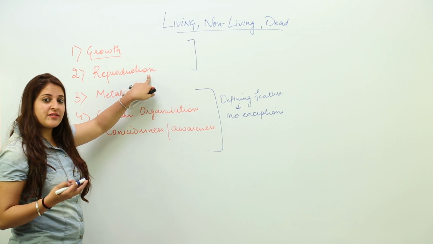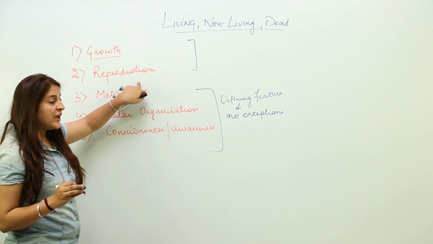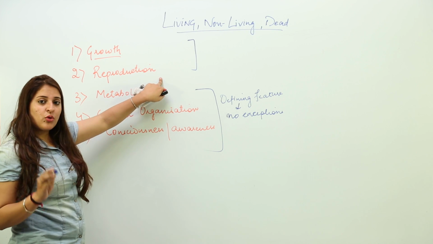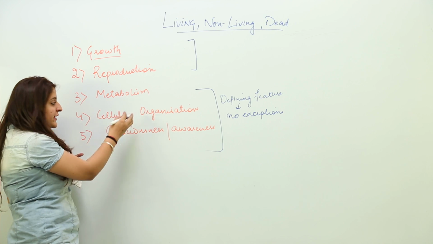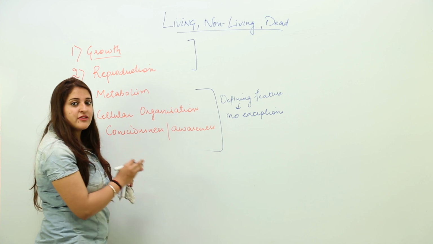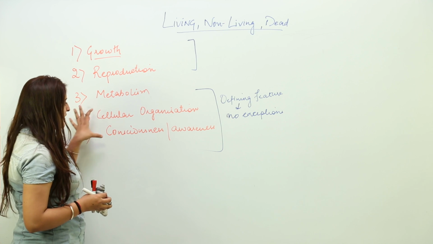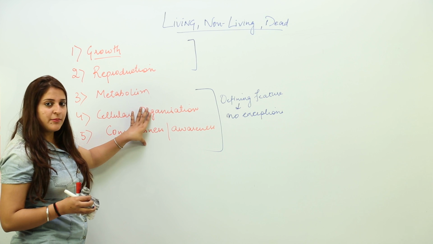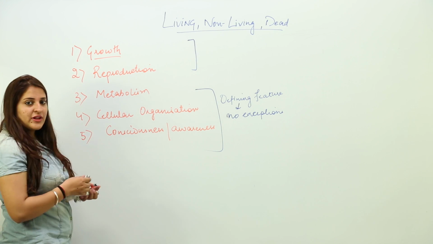There are some organisms which have growth and the ability to reproduce, but they are not living. So there are a few exceptions under growth and reproduction. That's why we don't call these features the defining features, but metabolism, cellular organization and consciousness are the defining features because there is no exception. If any organism possesses these three characteristics, that means yes, it is a living organism, and there is no such exception. So now let us discuss each of them in detail.